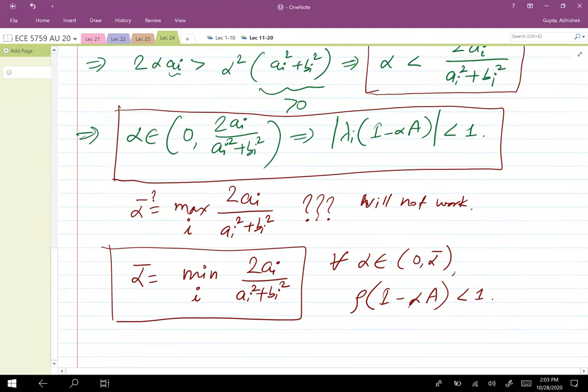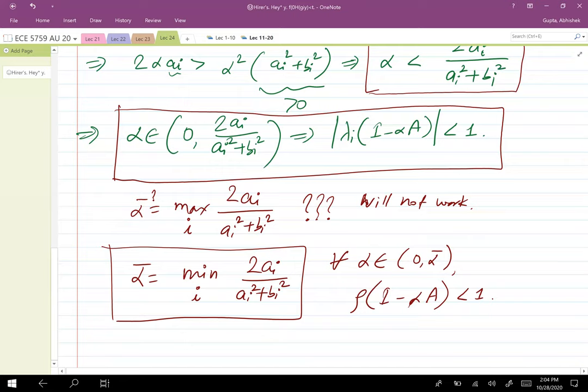Okay. Any questions so far? So what we have found is, if A is such that the real part of the eigenvalues of A is strictly greater than zero, then there is an alpha bar, which is given here, such that if you pick any alpha between zero and alpha bar, the spectral radius of I minus alpha A is strictly less than one. This is an open interval, by the way, so it's not closed. It's open on both sides.